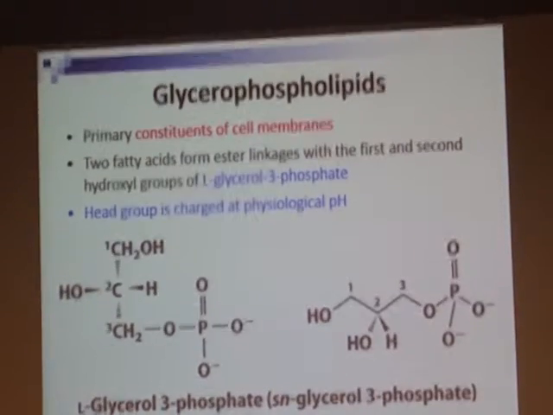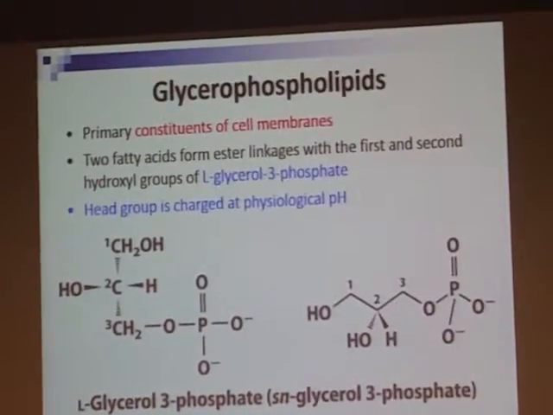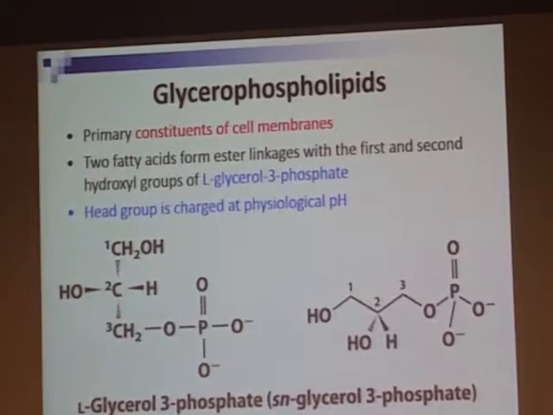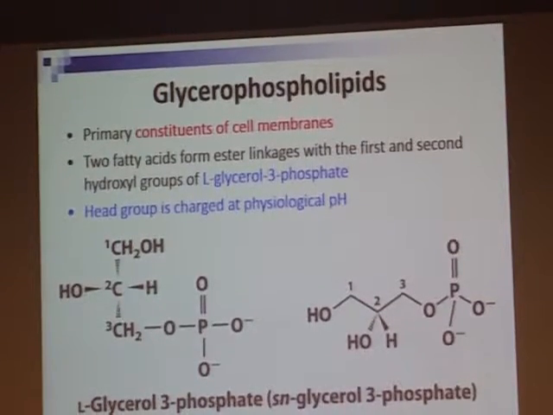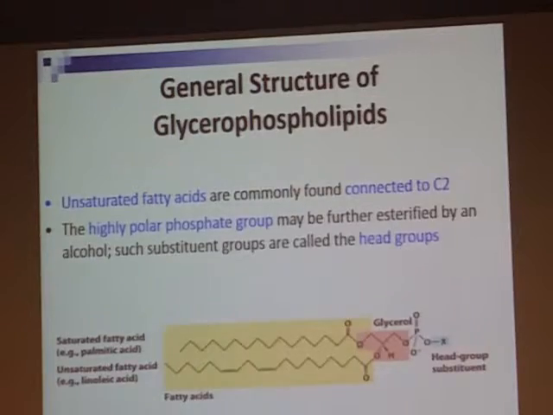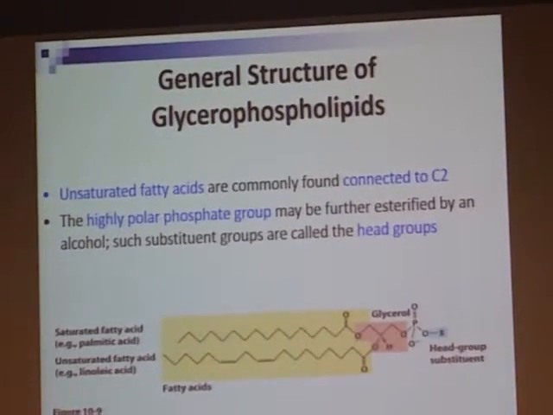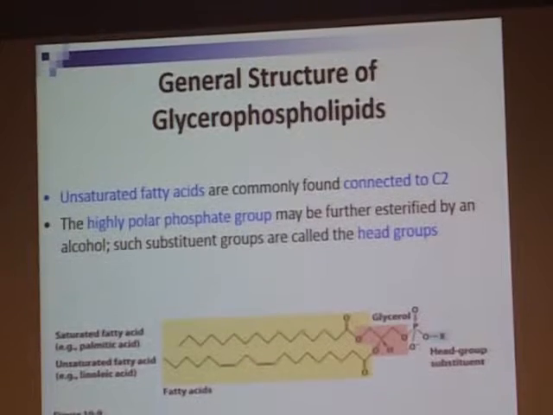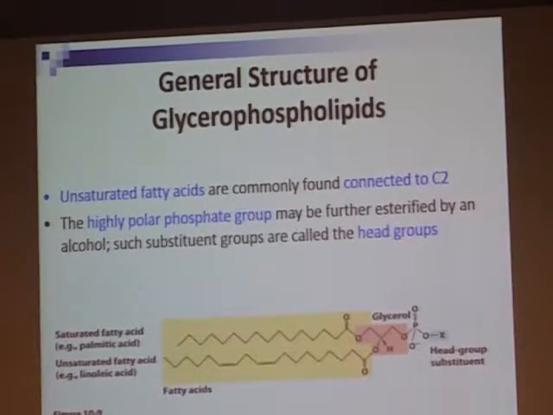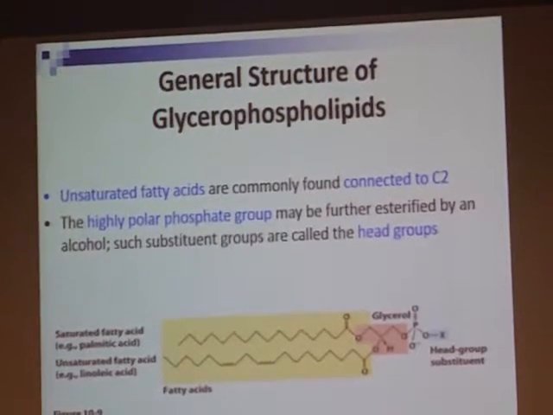glycerophospholipids, which have a polar phosphate head group, and then to the other hydroxyls of the glycerol component, we have fatty chains that can be added, and we showed a typical structure right here. Typically in this 3 position, we have saturated fatty acids, like palmitic acid, and in the 2 position, typically we get our unsaturated fatty acids.